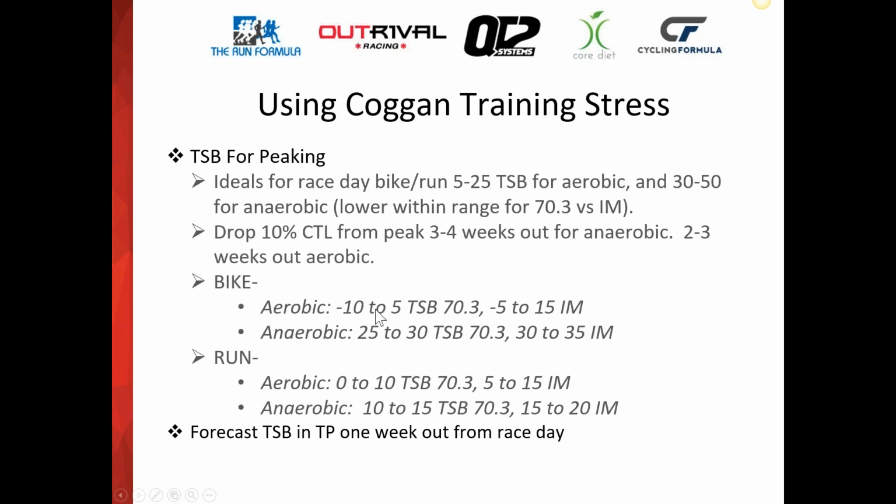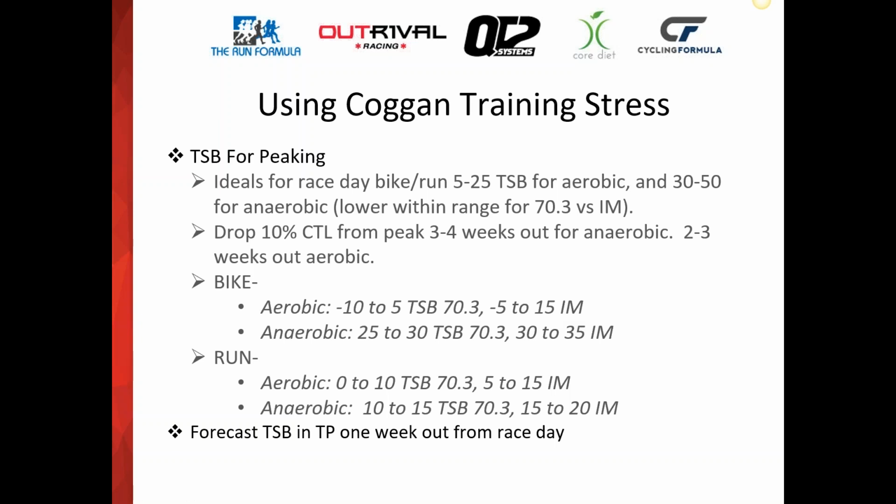Aerobic, they typically feel the best on the bike if they're negative 10 to 5 TSB for 70.3, negative 5 to 15 for Ironman. And what I've done is I actually keep a sheet on the side. I keep mine in OneNote. For each of my athletes, I write out for 70.3, here's where they're best. For Ironman, here's where they're best.